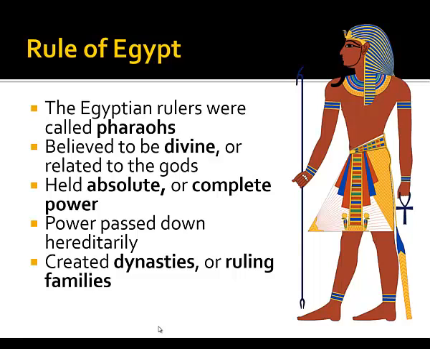And we'll see throughout the course of our study this year that a lot of rulers will claim to be related to the gods in some way, and therefore believe they have absolute or complete power. And a lot of times this power is passed down through the generations or hereditarily. And therefore we have these ruling families created called dynasties. So we'll see dynasties for the first time here in Egypt, but they're also very prominent in ancient China.